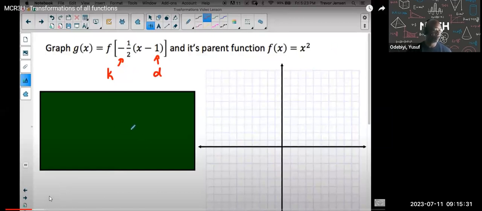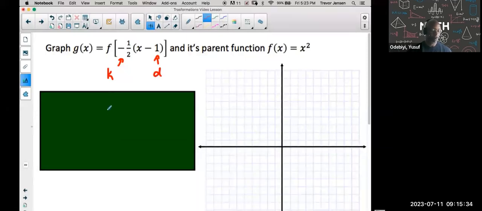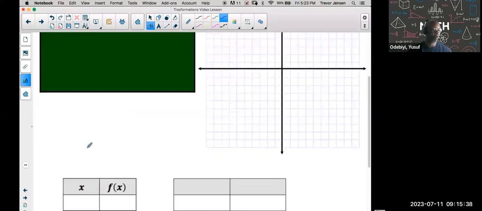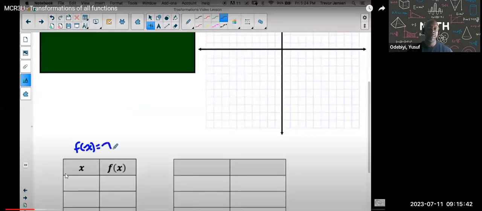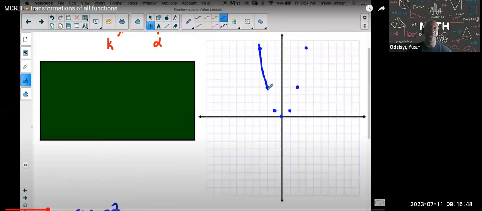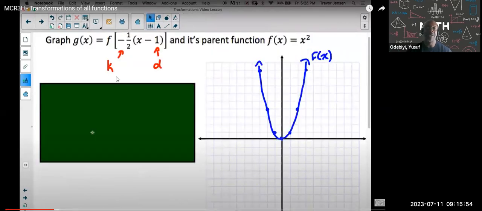Before we apply the transformations, let's have a quick reminder. What does the parent function f of x equals x squared look like? Let's make a table of values for f of x. We can skip the table of values because we can graph that. He's just graphing x squared. We can do that, that's easy. We're focusing on the shift of it. Okay, now he graphed it. Now let's do the transformation of it.